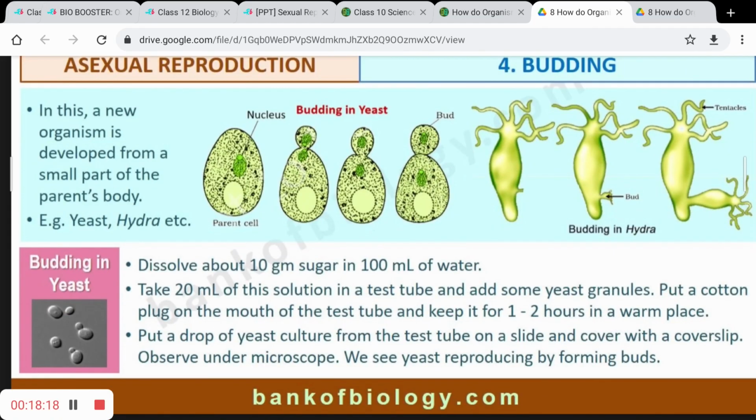Next, budding. What does budding mean? It is an outgrowth. Listen carefully. In a particular region, cell division continuously takes place, and that outgrowth develops into new buds. If it is capable of living separately, it will detach from the parent and live as a new individual.